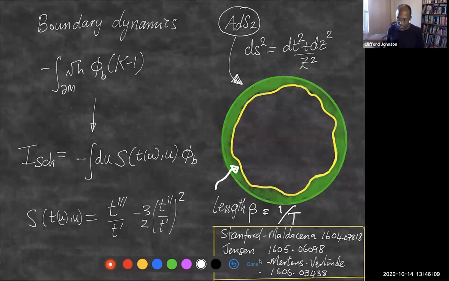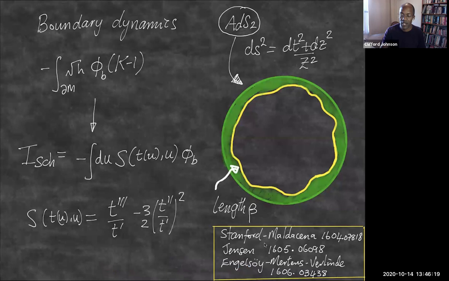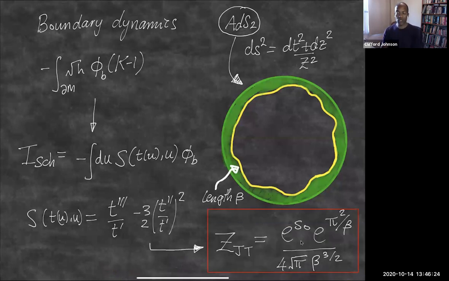That boundary can fluctuate, and you can then calculate what that is. You can compute the Schwarzschild dynamics and see what you get. And so these here are some of the authors of some of the early papers making that all somewhat concrete. And when you do the computation, the partition function of the theory looks like this.